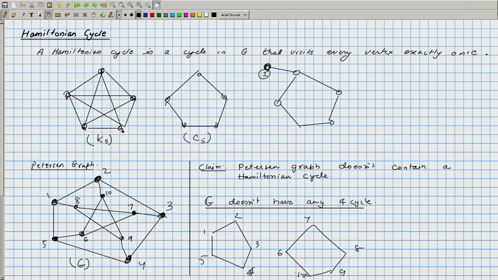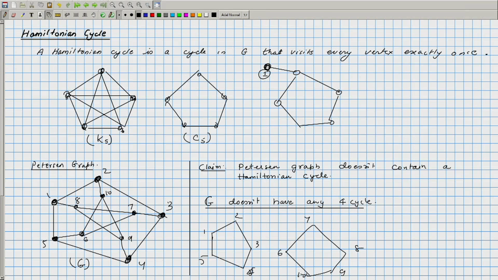Now, these cycles, if you consider just these cycles, there are no other edges between them. For example, between 1 and 3 there is no direct edge, between 5 and 3 also there is no edge. So, these cycles are 2 disjoint cycles, and if you just restrict the graph to those vertices, there are no smaller cycles in it.